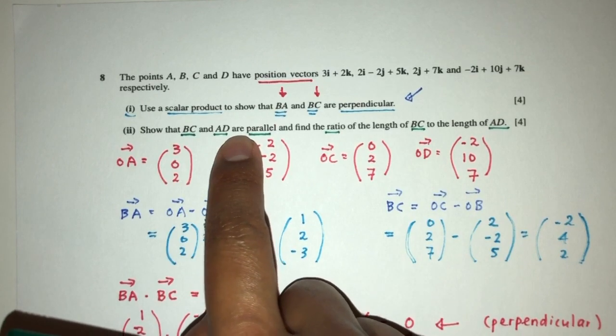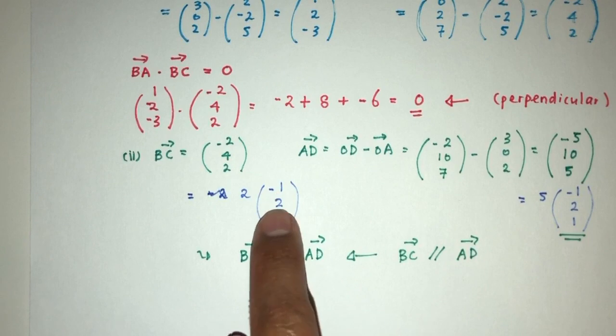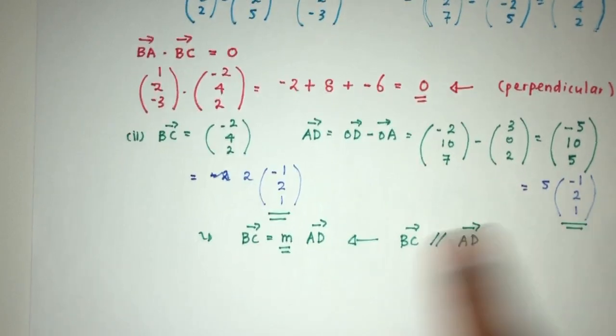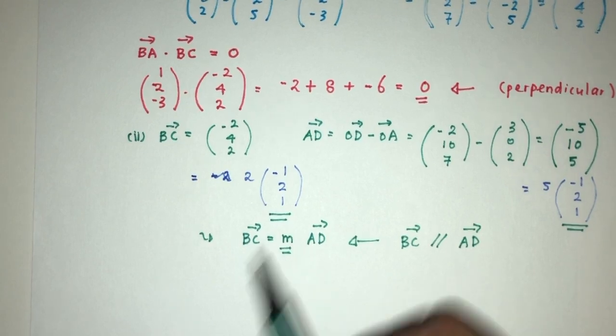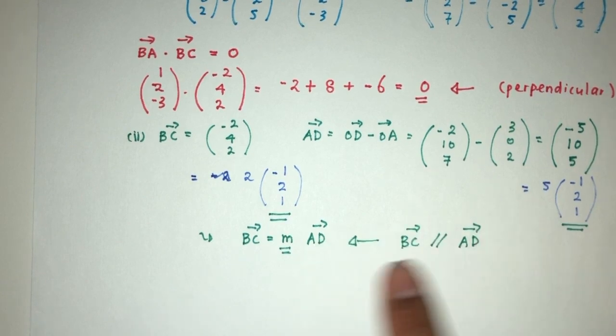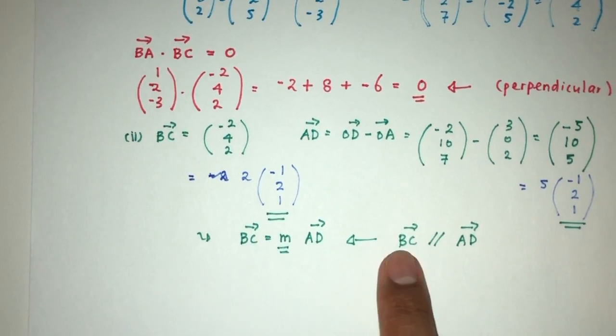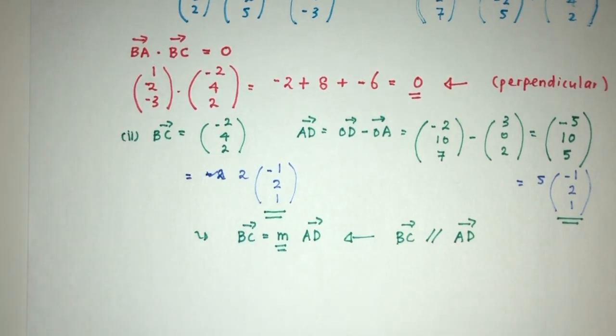Again, the only thing we need to find out is the direction. If they match, minus 1, 2, 1, minus 1, 2, 1, we can write this. BC is a multiple. M is any constant. You can write K, S, T if you want to. I chose M for some reason, equal to the other vector. So by writing this, you confirm that BC is parallel to AD. That is part 1 of the question.